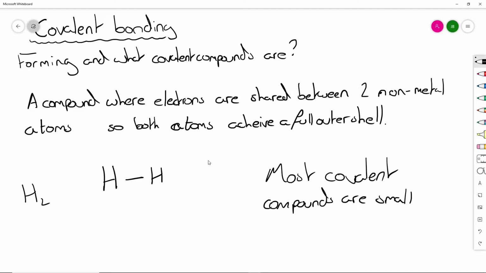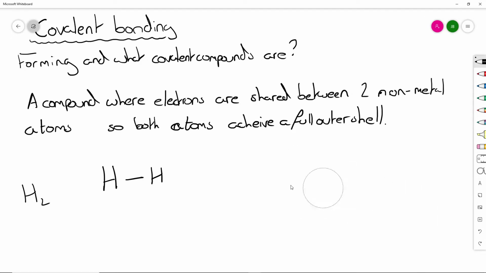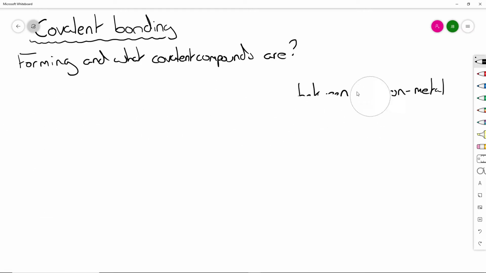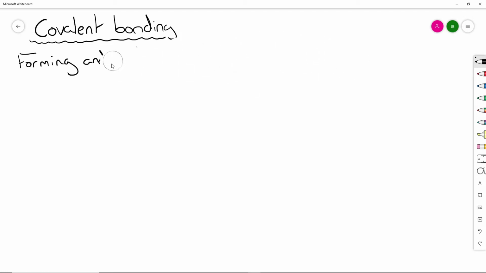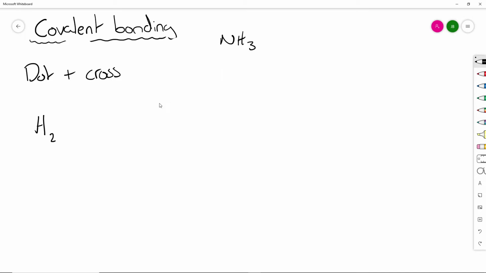Now we're going to move on to how we draw them and how we represent them using models. So, just like with ionic compounds, you can do dot and cross diagrams, except for in this one, the shells are overlapping to show a shared bond, or sharing of electrons to form that covalent bond. We'll do hydrogen first, and I'll do another example. We'll do NH3 as well, ammonia.